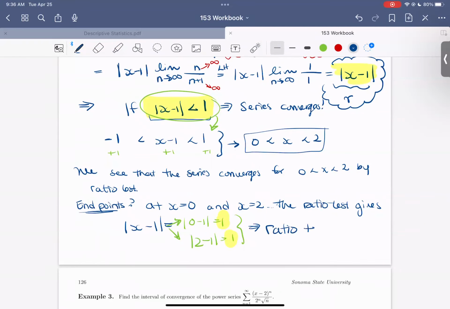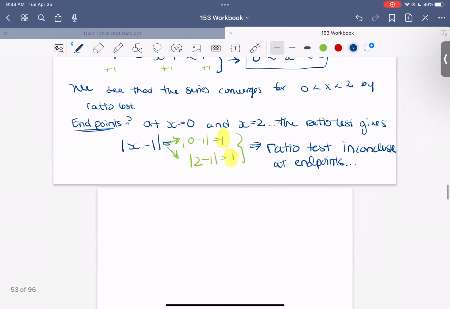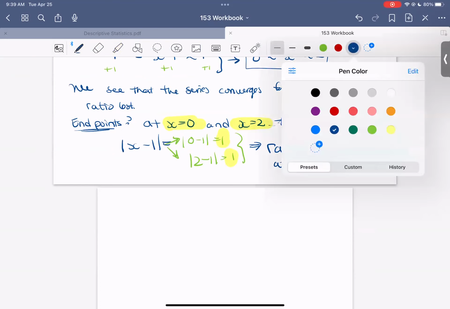So this means we need to find another test to determine the convergence on the endpoints of our interval. To approach this question about what happens at the endpoints, we're going to plug in those values of x into our series, meaning plugging in x equals 0 and x equals 2, and then take a look at that series that we get and see if we can determine the behavior of the series.